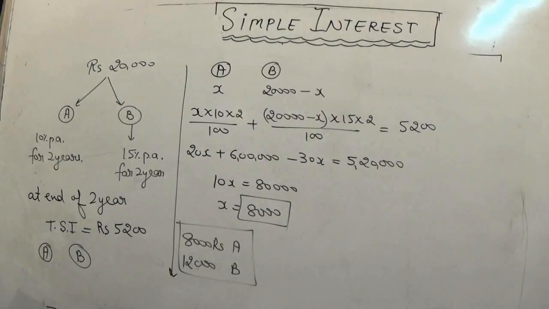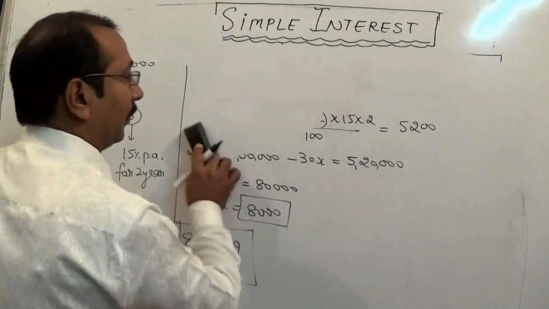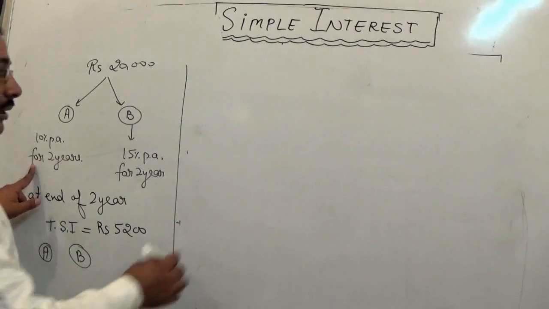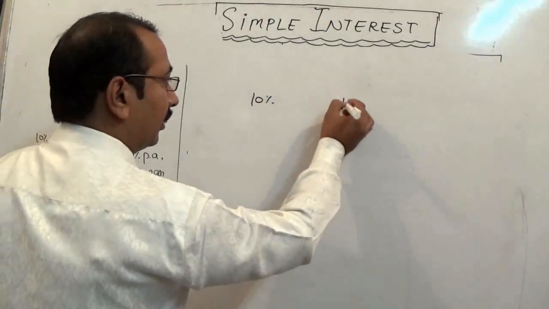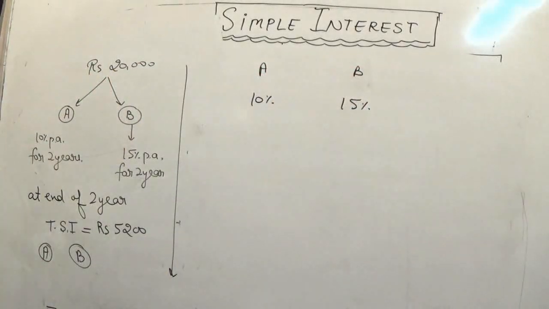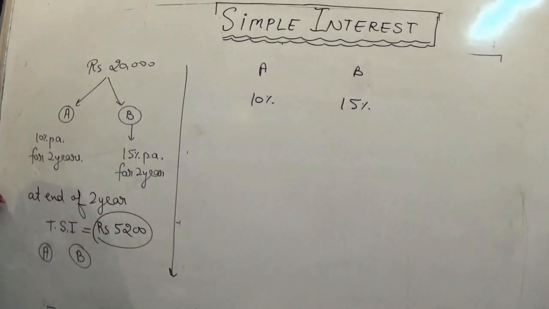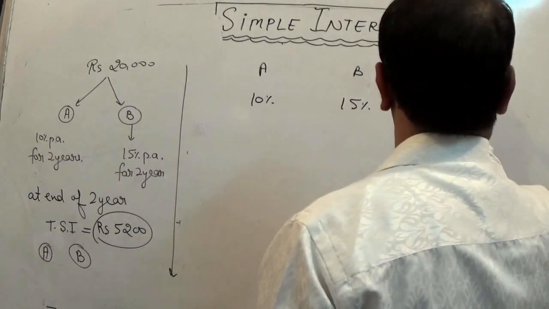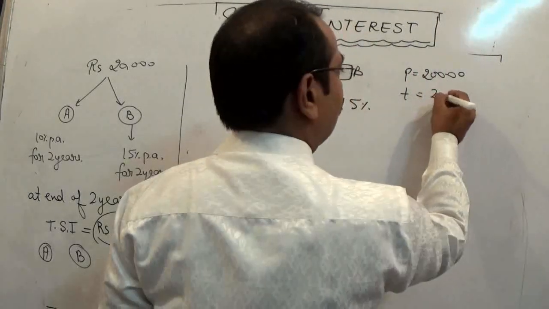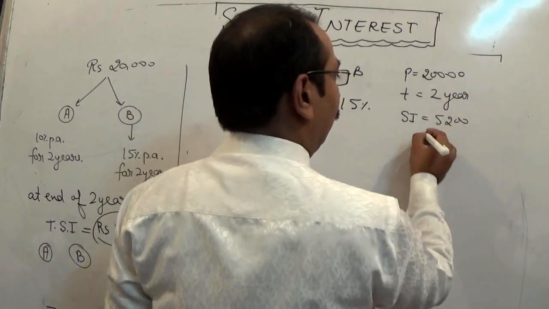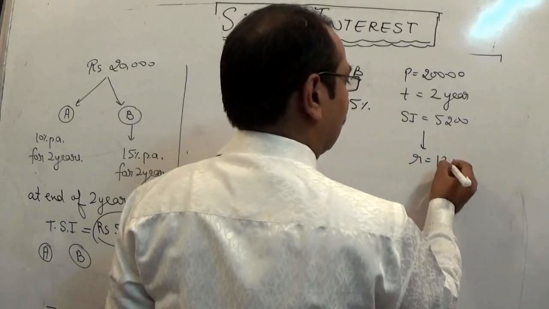We also use one alligation mixture method in answering these type of problems. The method is quite easy. What is the rate of interest for A? 10%. What is the rate of interest for B? 15%. If I take this question as 20,000 is invested and after 2 years the man gets rupees 5,200 as interest, means principal is 20,000, time is 2 years and SI received is rupees 5,200. When you find rate of interest from here, that is 13%.